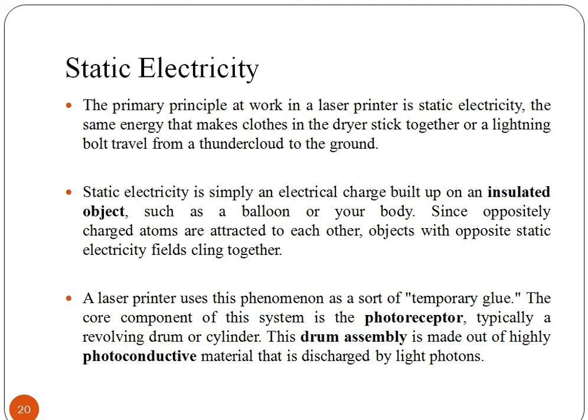Since oppositely charged atoms are attracted to each other, a laser printer uses this phenomenon as a sort of temporary glue. The core component of this system is the photoreceptor, typically a revolving drum or cylinder. The drum assembly is made out of highly photoconductive material that is discharged by light photons.